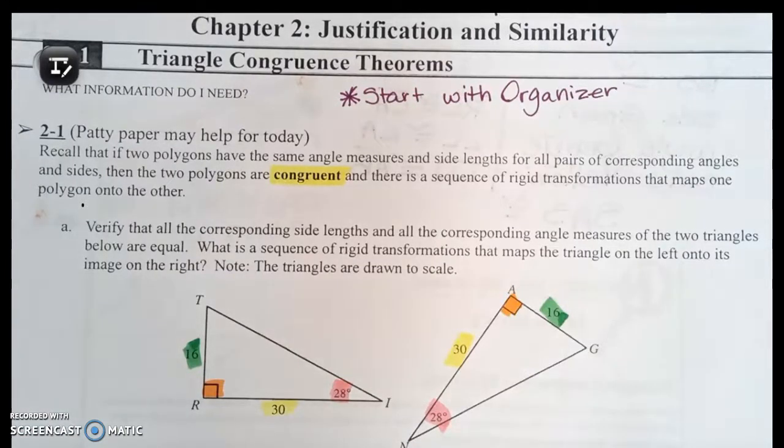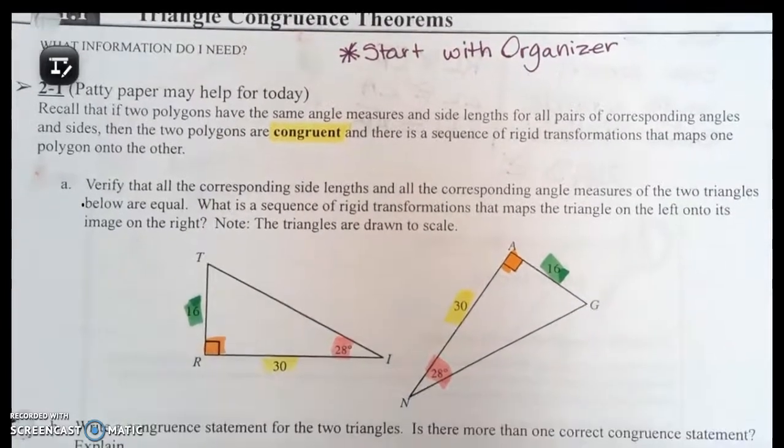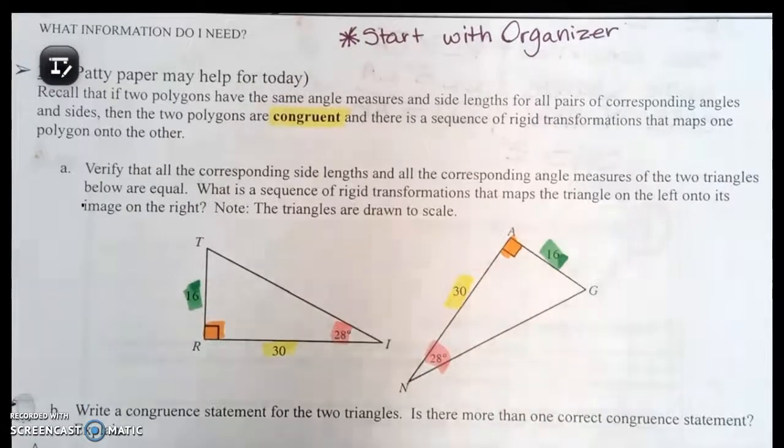Okay? So for question number 1, it says you can use your patty paper, but we're going to use highlighters instead. Okay? So if you have highlighters, go ahead and pull them out. So recall that if two polygons have the same angle measures and side lengths for all pairs of corresponding angles and sides, then the two polygons are congruent. And there is a sequence of rigid transformations that maps one polygon onto the other.